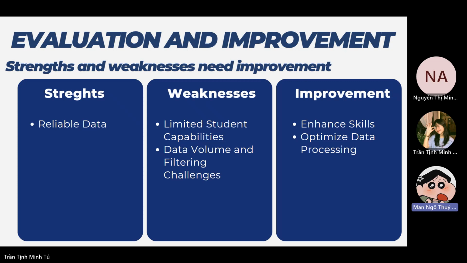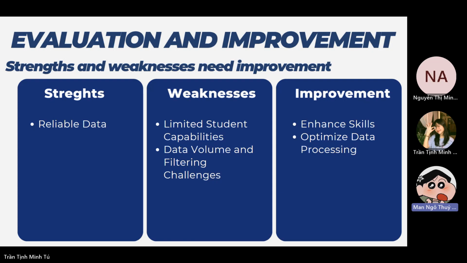About the strength, we have reliable data. The availability of reliable data is a significant strength, and this trustworthy data, when applied in an e-commerce context, will enhance the accuracy and effectiveness of the machine learning and deep learning models used for sales prediction. About the weakness, that is our limited capabilities. And the last is the data volume and filtering challenge.